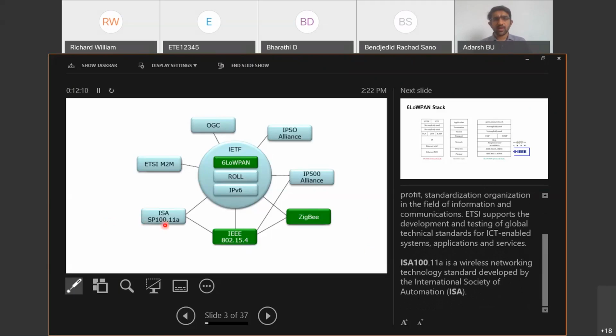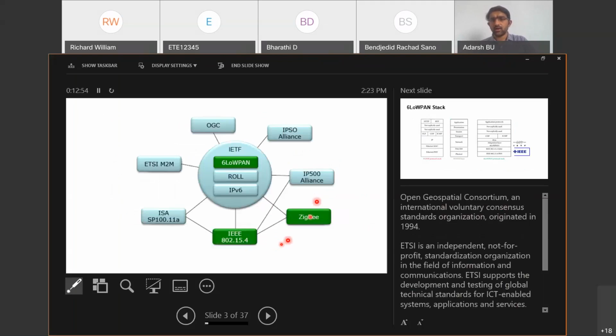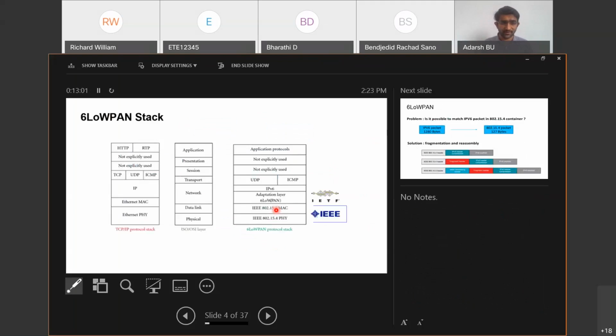And also ISA SP100.11a is one of the standards bodies. This is a wireless networking technology, a standard developed by the ISA, the International Society of Automation specifically. This is where we can see the 6LoWPAN adaptation is very good even from the perspective of automobiles. Not only in automobiles, we are going to look into how it is growing in industry as well. And IEEE 802.15.4 standard, ZigBee we know very well, and IP500 and the IPSO Alliance is one of the alliance bodies. So like this, different organizations and bodies are accepting this 6LoWPAN stack, the 6LoWPAN standardization, and working on contributions to make it a standard.